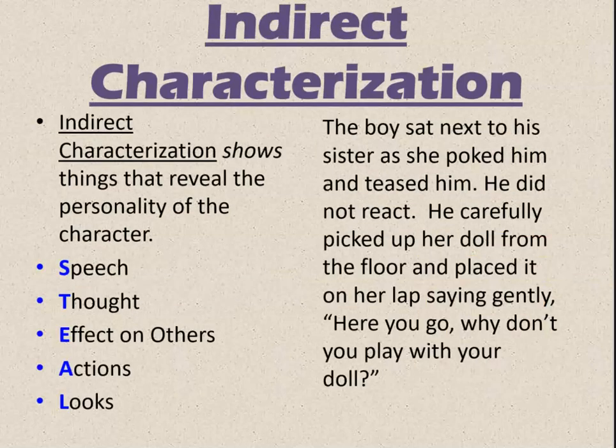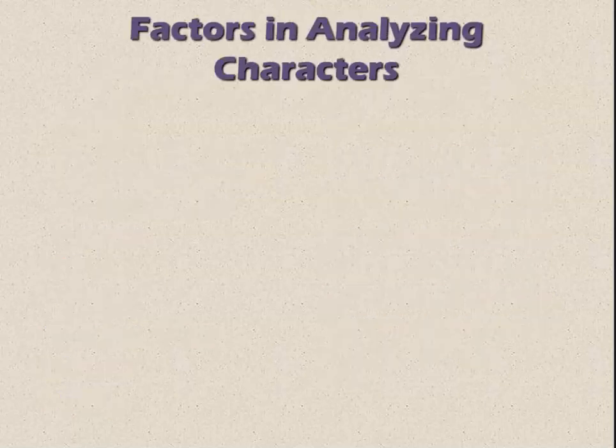Indirect characterization, on the other hand, gives you that personality, those character traits indirectly by explaining either speech of the character, the thoughts of the character, the way the character affects others, actions that the character takes, or even sometimes the way a character looks. So you need to use inferencing to figure out more about this character. The example here: "The boy sat next to his sister as she poked him and teased him. He did not react. He carefully picked up her doll from the floor and placed it on her lap, saying gently, 'Here you go. Why don't you play with your doll?'" Again, we get that idea of patience without the author actually ever coming out and saying that to us.